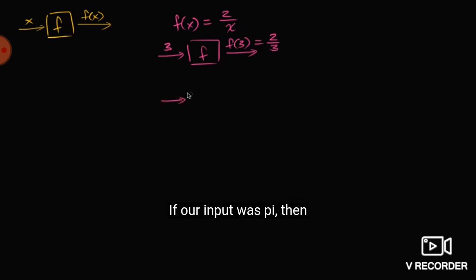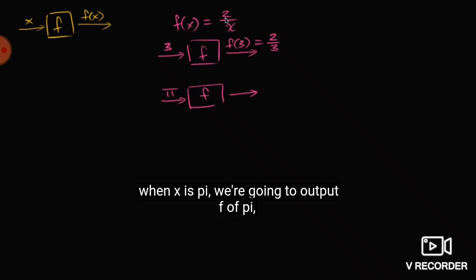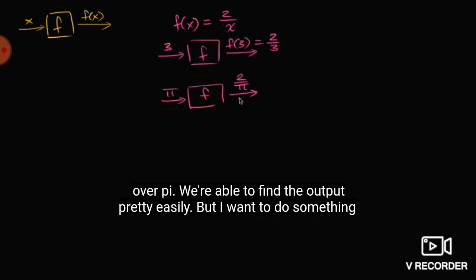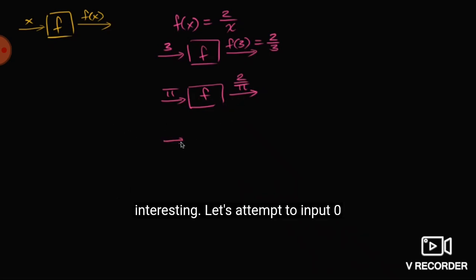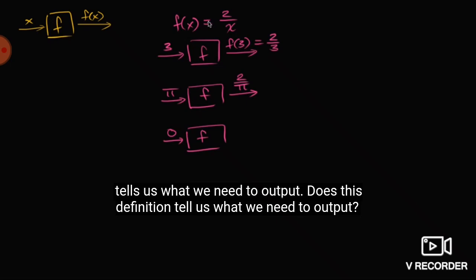If our input was pi, then f of pi, when x is pi, is equal to 2 over pi. So we were able to find the output pretty easily. But now let's do something interesting. Let's attempt to input 0 into the function. If we input 0, does the function tell us what we need to output? Does this definition tell us what we need to output?